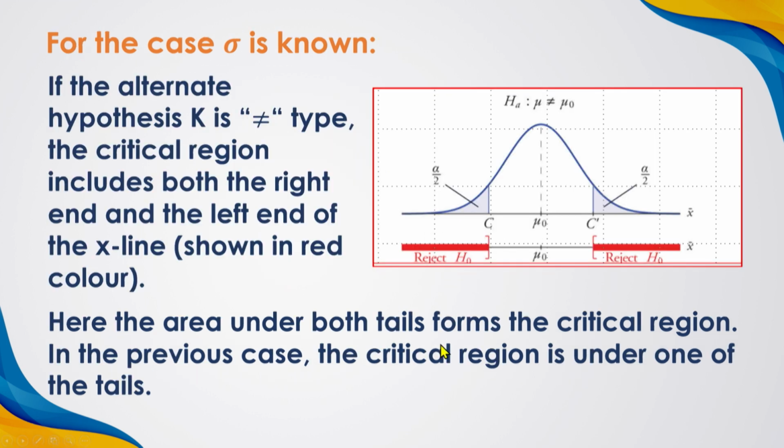For the case sigma is known, if the alternate hypothesis K is of the not equal to type, then the critical region includes both the right end and the left end of the line shown in red color. You can see that on both of these the area under the curve is alpha by 2 here, and alpha by 2 here, therefore the total area is alpha.